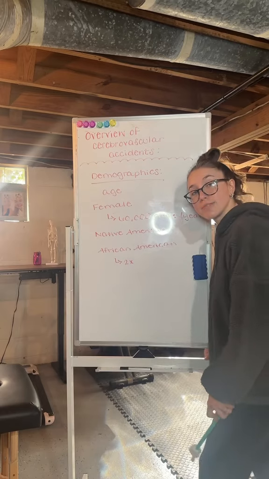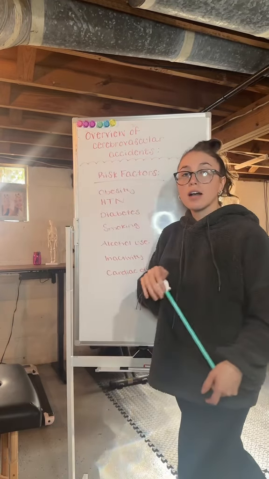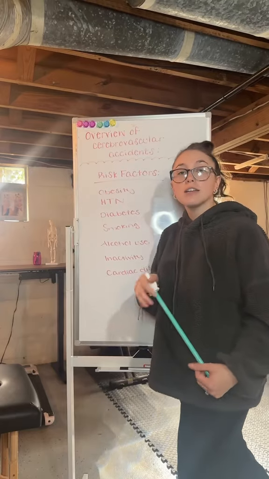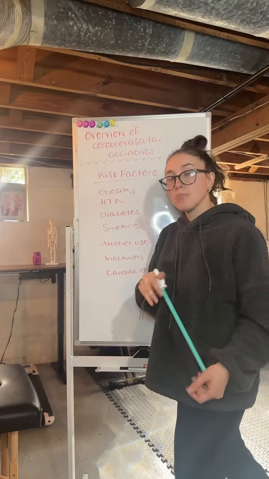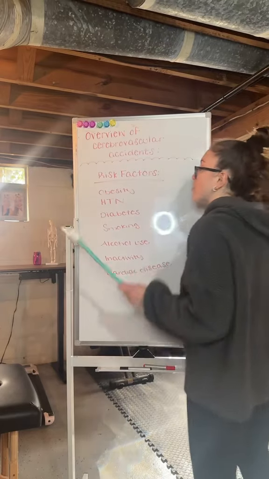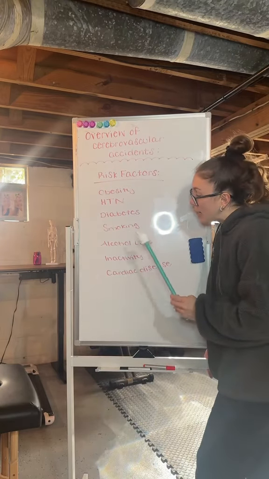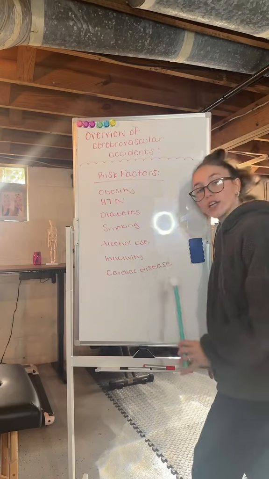Lastly, I want to go over a couple risk factors that might put you or your family at risk for stroke. Now, most of these are things that you can change and modify about your lifestyle. So we have obesity, hypertension, diabetes, smoking, alcohol use, inactivity, and cardiac disease.